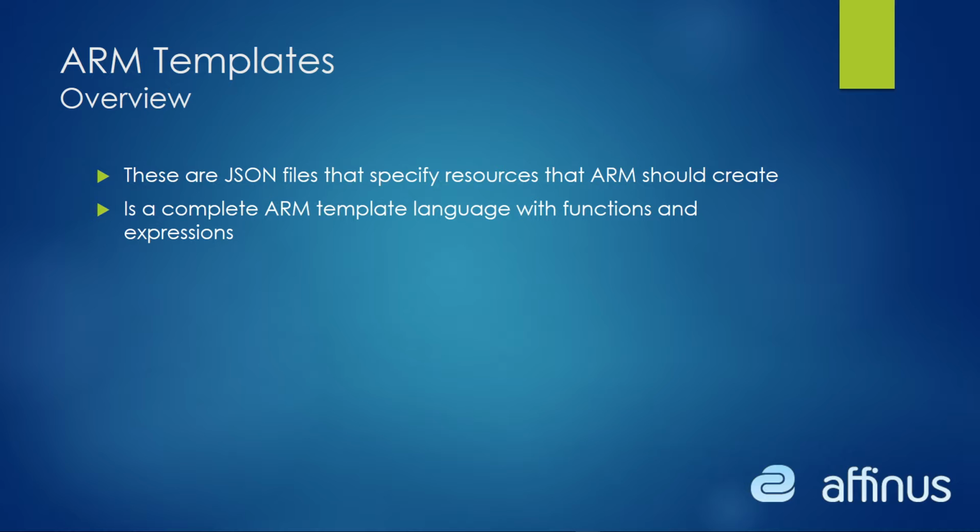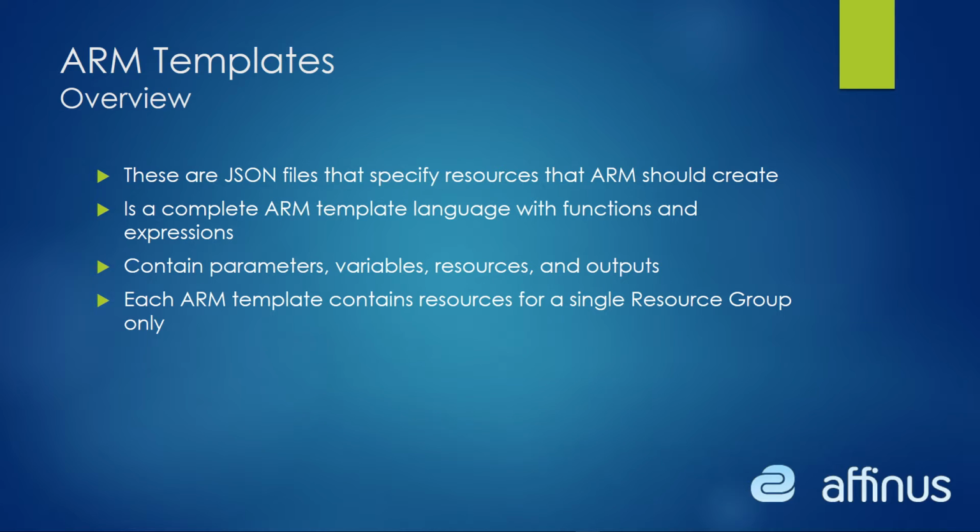An ARM template is a complete template language. It's got functions and expressions as well as the JSON language behind it. Inside an ARM template, and we'll cover this in the next slide, we have parameters, variables, resources, and outputs. Each ARM template contains the resources for a single resource group only. This is very important. You can't have resources for multiple resource groups in the same ARM template.